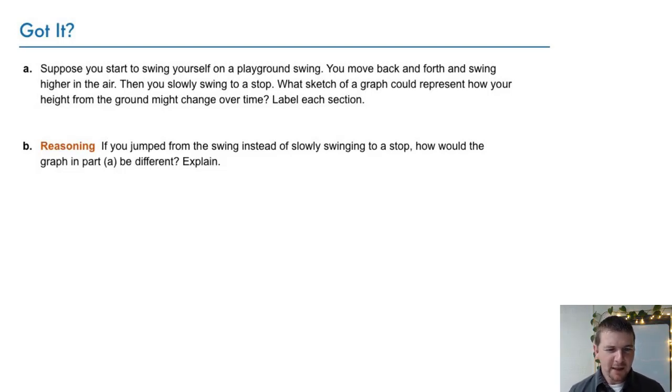If you jumped from the swing instead of slowly swinging to a stop, how would the graph in Part A be different? Explain.